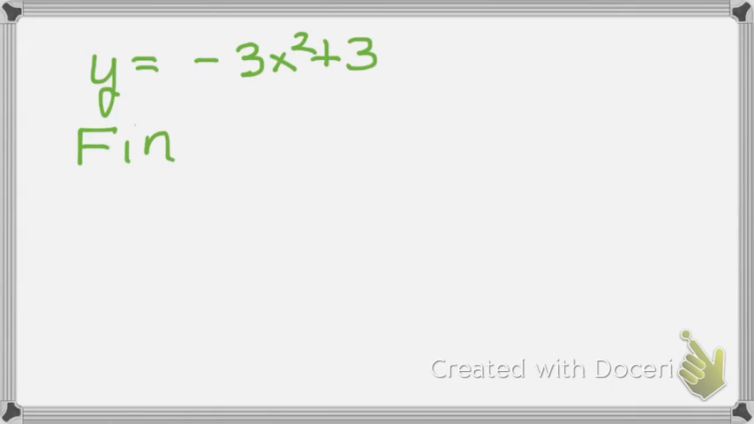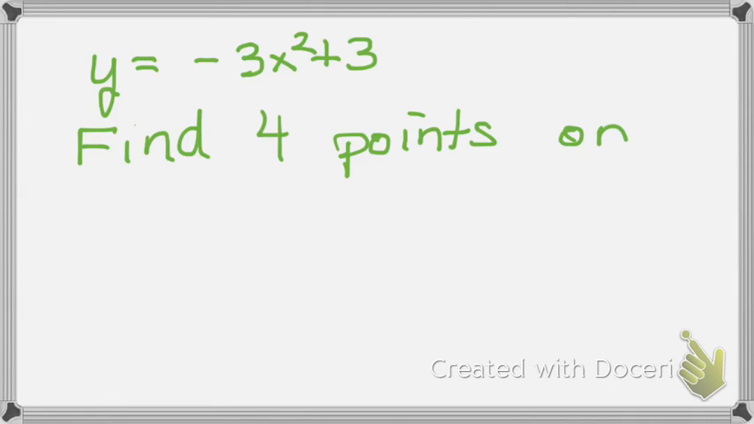All right, let's say you have the equation y is equal to negative 3x squared plus 3. And I said to find 4 points on the inverse. Find 4 points on the inverse.